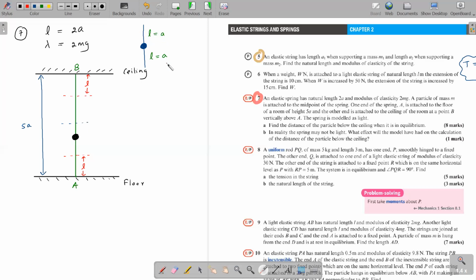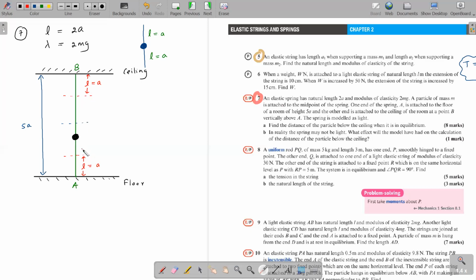And I told you at the very beginning, natural length of each part will be, sorry, not L. Natural length is equal to A. Natural length of each individual spring will be A. Because the moment you attach this particle, we break this into two springs. We don't work with one spring anymore. So these are two springs.